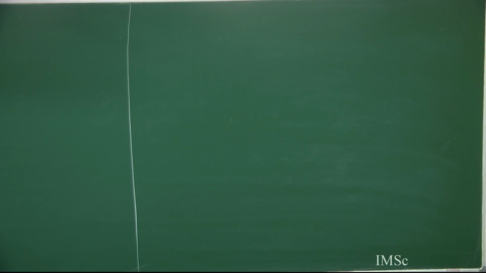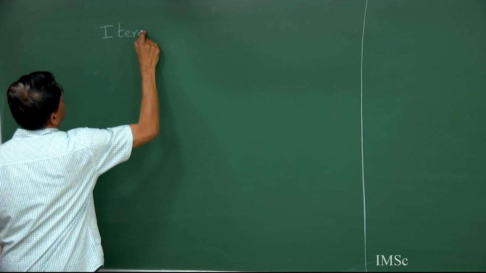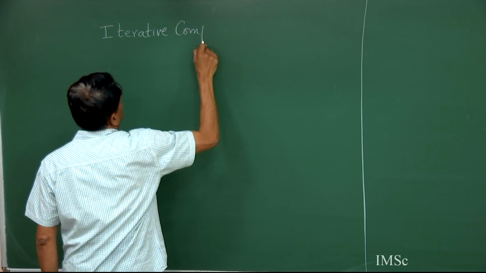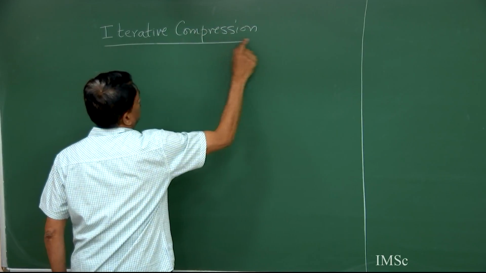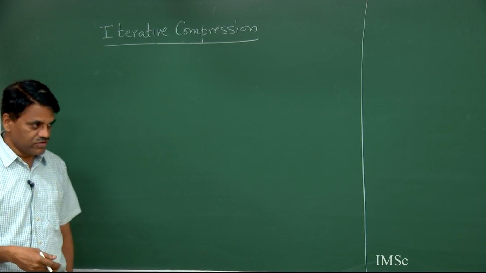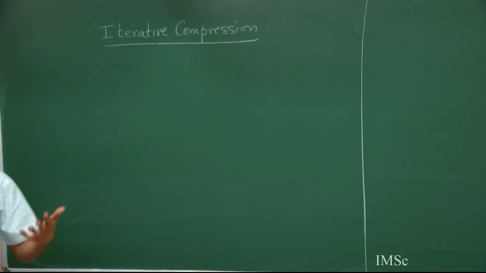For designing FPT algorithms, there is a technique called iterative compression. It's somewhat unique to FPT algorithms. What we have seen is branching, which is an age-old technique for designing exact algorithms. Sometimes it's called backtracking, branch and bound. So we've seen that.